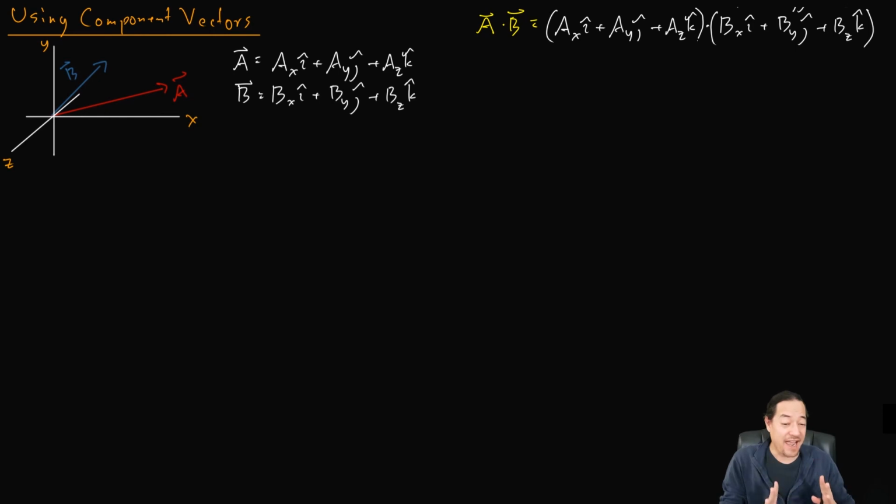And now instead of 2 vectors, I have 6 vectors. I have AX i hat, AY j hat, AZ k hat, BX i hat. I have 6 different vectors. Some of them are added, some of them are being dotted together. So what I have to do now is distribute through all of these different terms.